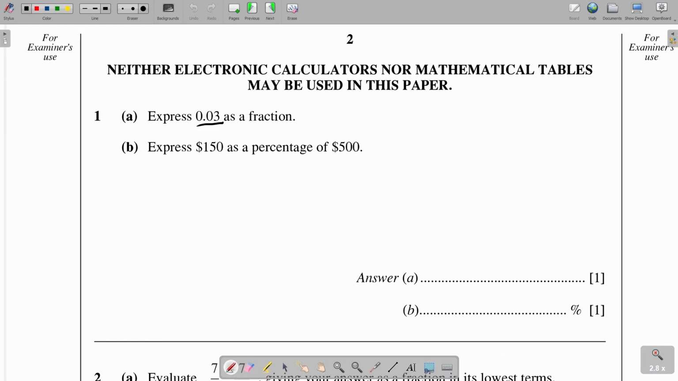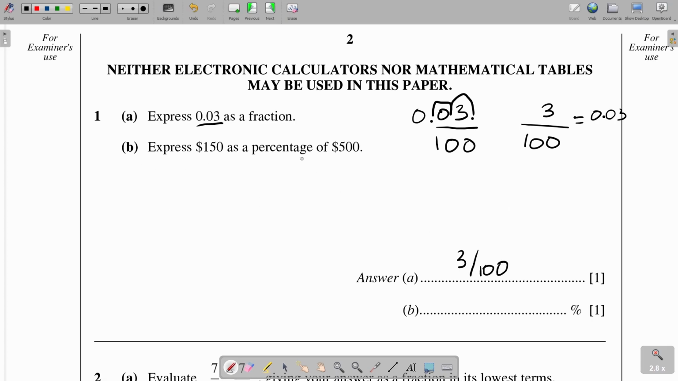Express 0.03 as a fraction. So this would be as a fraction. If we want to convert 3 into that, we would divide it by 100, right? And just to make sure, when you divide something by 100, you basically move the decimal by the number of zeros forward. So in this case, there's 2 zeros, so that's 1 and 2. And the decimal would be here, so this would become 0.03. That means 3 over 100 is actually 0.03, and that is what it is in a fraction.